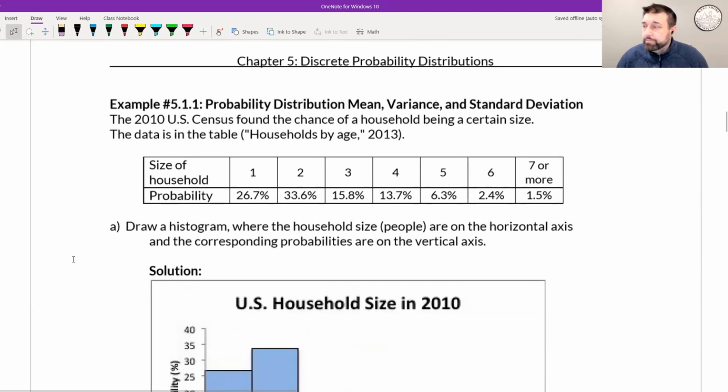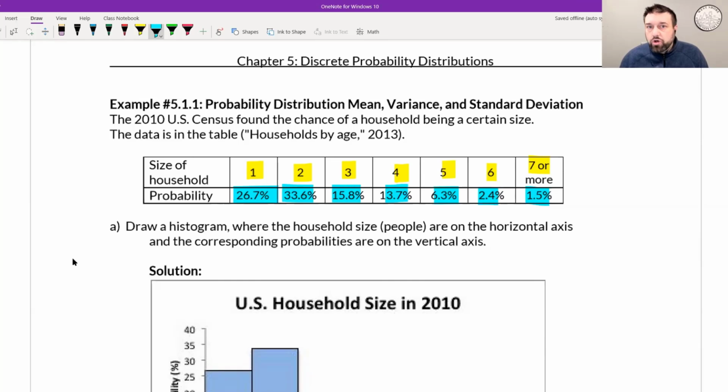Here's our first example. We went back and looked at the 2010 US Census, where they come around and knock on your door and ask, how many people live in this house? And people say 1 person, 2 people, 3 people. So these are the values: 1, 2, 3, 4, 5, 6, 7 or more. Those are the specific outcomes of this example, and below them are the corresponding probabilities for each outcome. Now, this is not theoretical. This is empirical. It's based on experiment, going out and collecting the data.